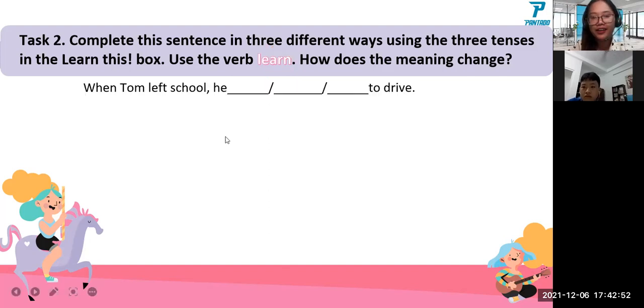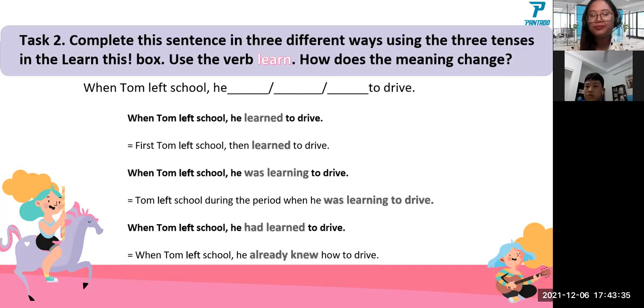Okay, good job. Now here. When Tom left school, he learned how to write. Learn how to drive. Now using another tense, the past continuous. When Tom left school, he was learning how to write. Yay! Good job, Koa. Very impressive.